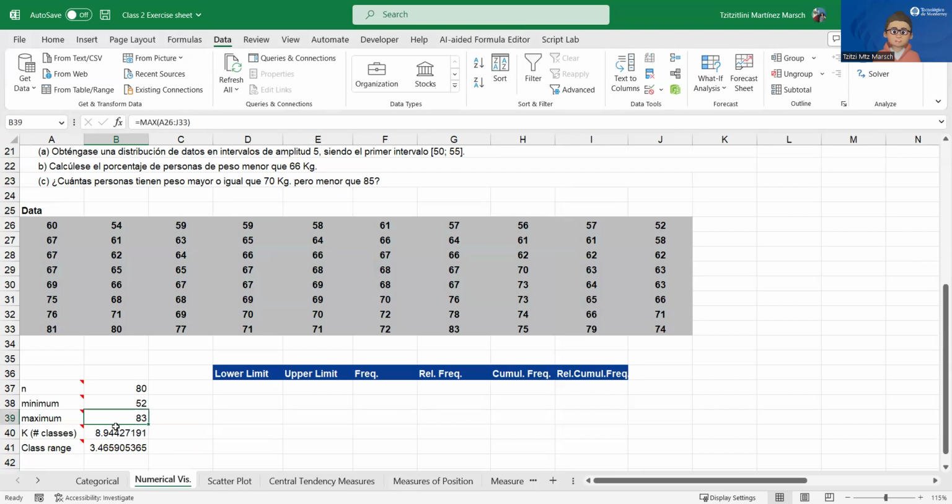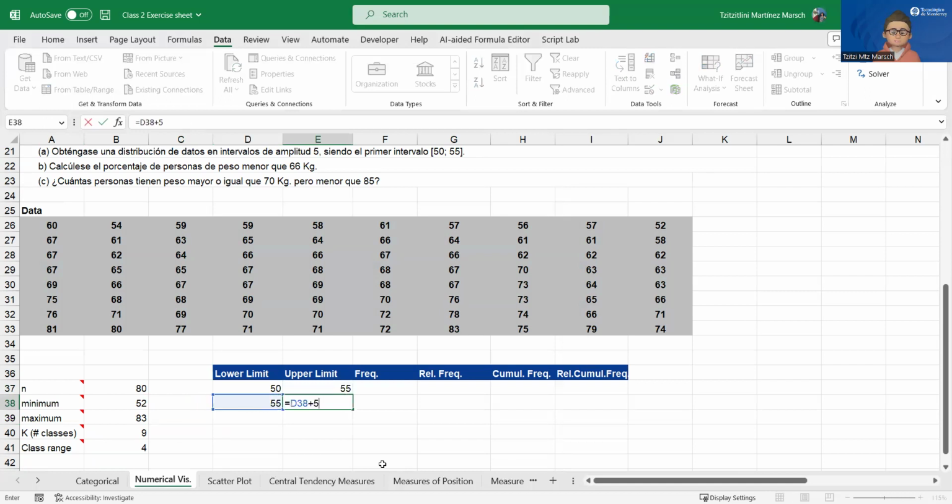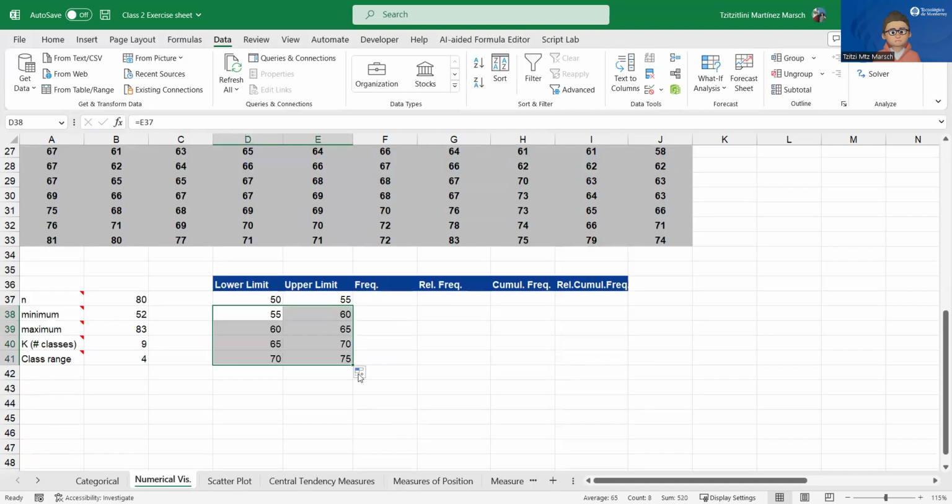I'm going to do it manually to round it to 9, and this is going to be rounded up to 4. So it says that our interval should be 4. We're using 5. That's perfectly fine. So the lower limit here is 50, and our upper limit is 55, and we'll go ahead and create our table. Plus 5. So 83, we don't need this one because 83 fits perfectly inside of this interval of 80 and 85.